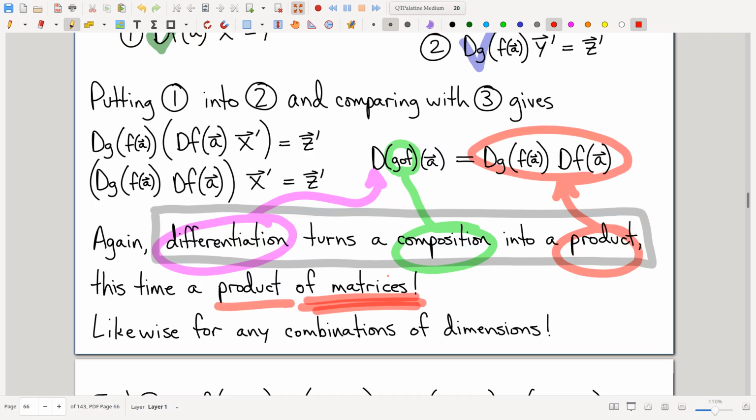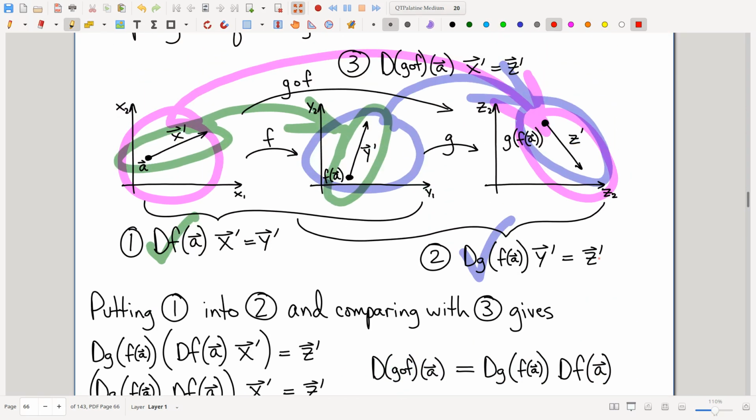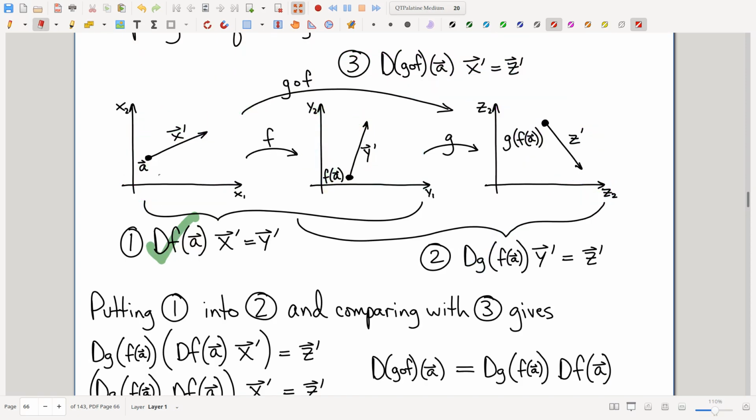Real quick, it would appear that the argument that I just made is peculiar to two dimensions. After all, look at the picture that I drew. Everything in here is two-dimensional. That's two-dimensional. That's two-dimensional, etc. Oh my gosh, what if we had a three-dimensional domain or something else somewhere along the line?